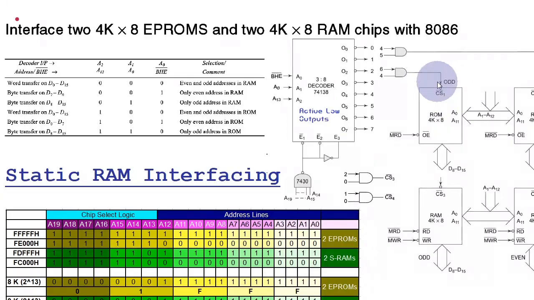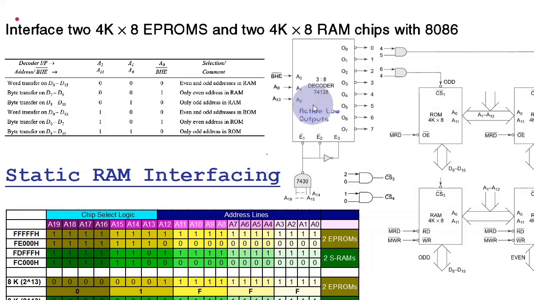Now, one important point is that the outputs are active low for this decoder. I mean, whenever an output is 0, all of the other outputs will be 1. So whichever output is 0, that output is activated.